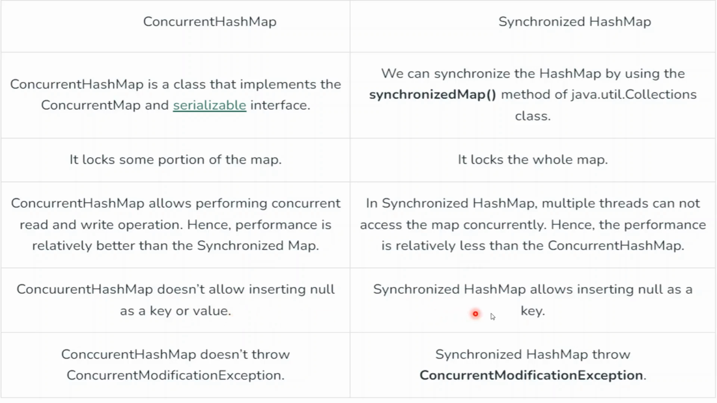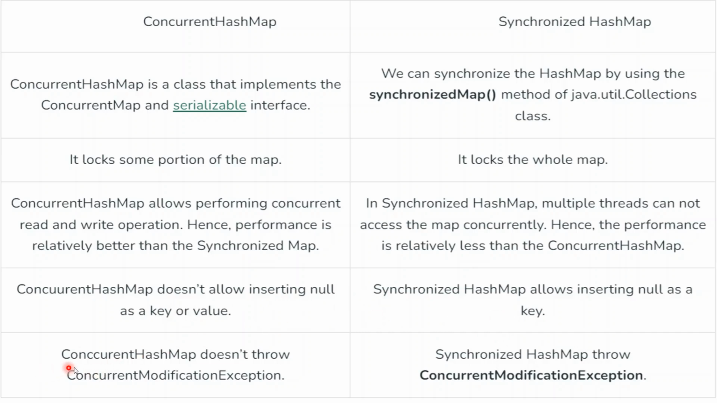But in case of synchronized HashMap, it allows inserting null as a key. So we can insert null as a key in synchronized HashMap. So what will happen in HashMap? In HashMap, we can store key and value both, and we can store null as a key or value. Okay, it's possible in normal HashMap. But if you want to insert a null value in ConcurrentHashMap, it's not possible, either as a key or value. But in synchronized HashMap we can insert null as a key. So these are the differences.